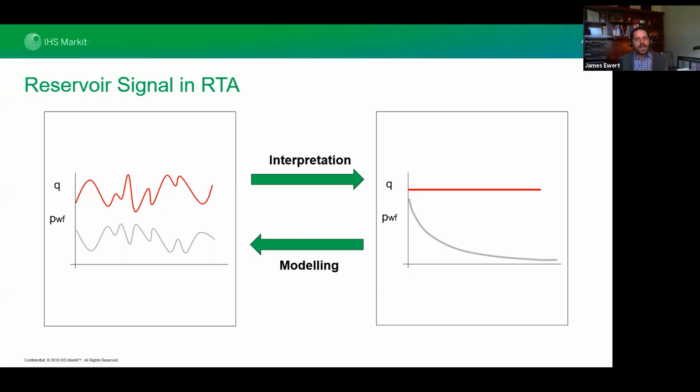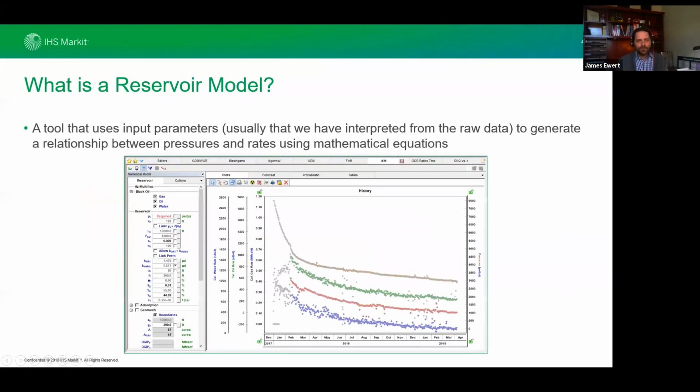But once, through interpretation, we have that reservoir signal, we can take it and rebuild our rate history. So I could take this rate, put it in my equations, and calculate what my pressure should be. I should be able to recreate that rate and pressure history. And that gives me a lot of confidence that I understand what's going on in my reservoir.